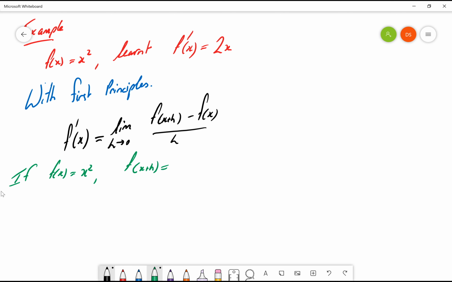Has anyone got an idea as to what f of x plus h is going to be?